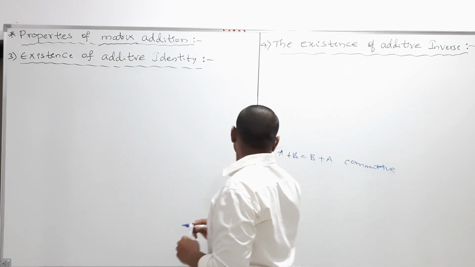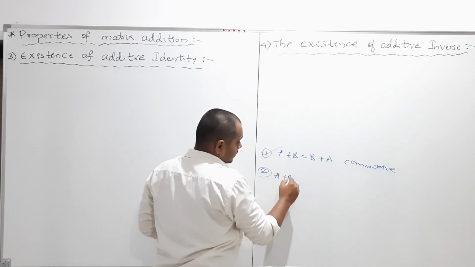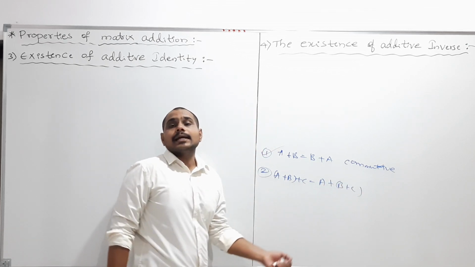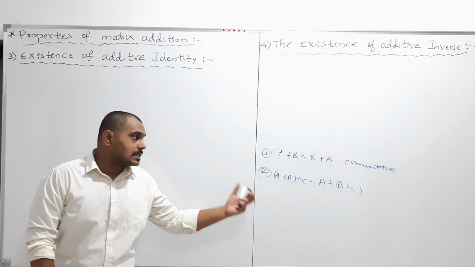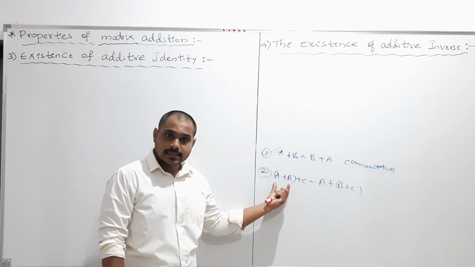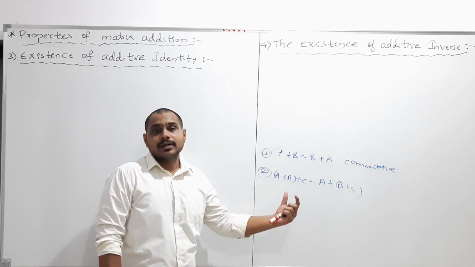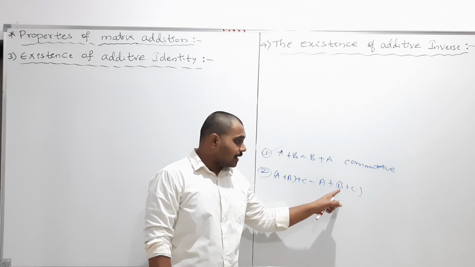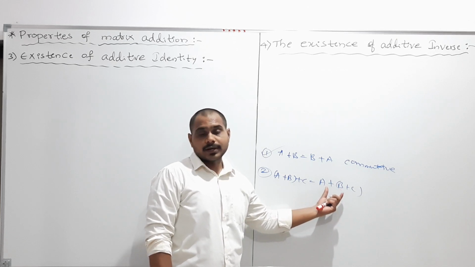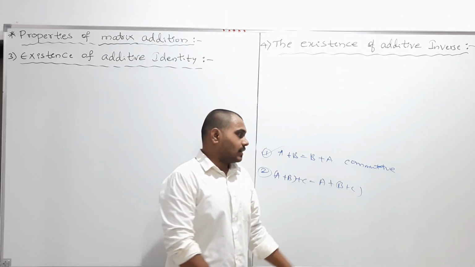In that, the first one I discussed is the commutative law, and next, my dear students, another one I discussed, the associative law, that is (A plus B) plus C is equal to A plus (B plus C). Again here, if A, B, C are three matrices, then first you add the first two matrices, and to that you add another matrix C. Whatever answer you get, the same answer you will get if you first add B plus C, and to that add A. These two values are the same. So the first law is the commutative law, and another one is the associative law.